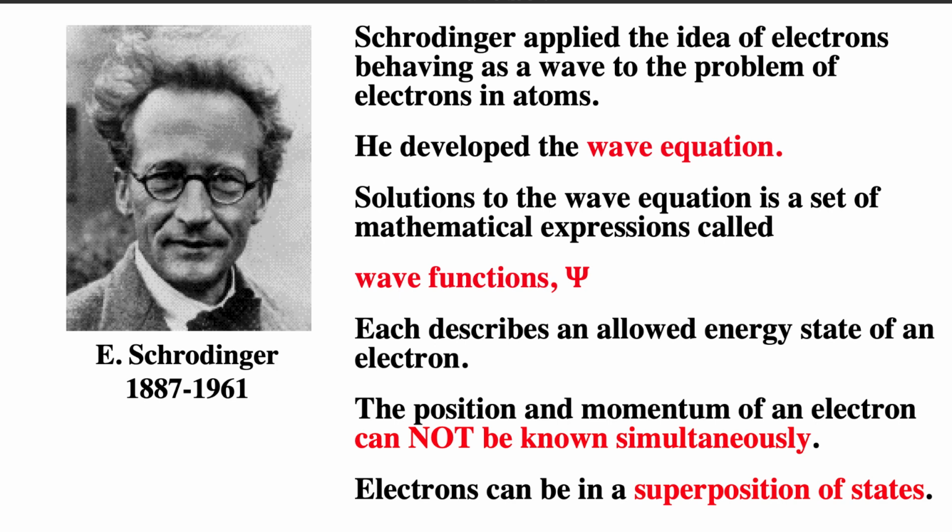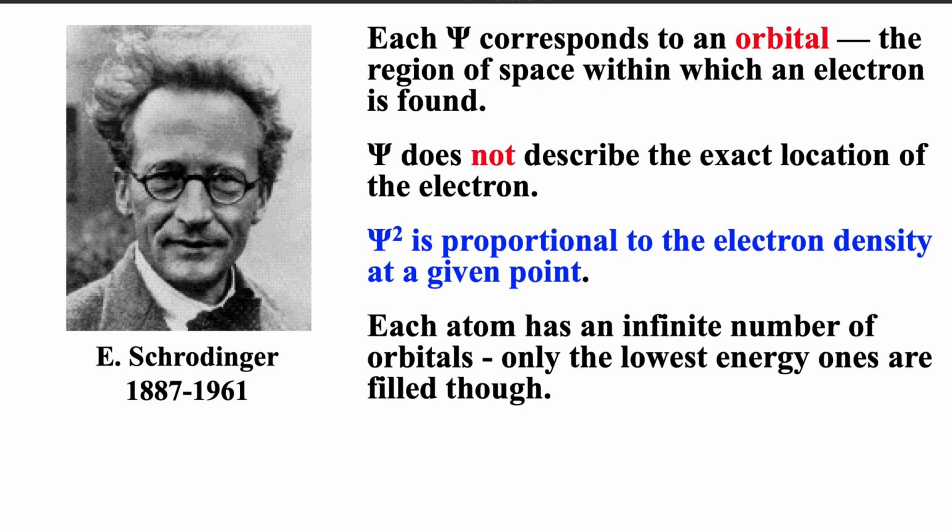The position and momentum of an electron cannot be known simultaneously. If you remember Heisenberg's uncertainty principle, that's why we have to talk about wave functions. And you should also remember electrons can be in a superposition of states. It doesn't have to be in just one state, but can be in multiple states at one time. So each wave function corresponds to an orbital, the region of space in which an electron is found. The orbital does not describe the exact location. Remember again, Heisenberg's uncertainty principle: you cannot know the position and momentum simultaneously.